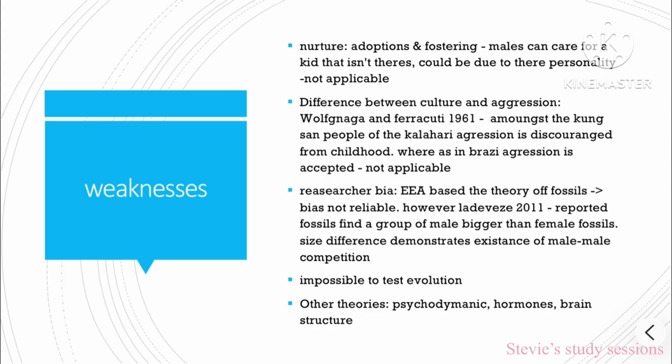Therefore, this could be biased, as we do not know what fossils actually tell us. However, Lande Vias found that male fossils were significantly bigger than female fossils. The size difference demonstrates the existence of male-on-male competition. It's impossible to test that evolution actually happened, and other theories such as the psychodynamic, hormones, and brain structure can be used to counterbalance this theory.